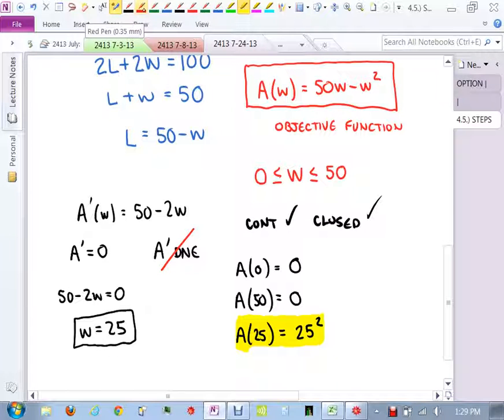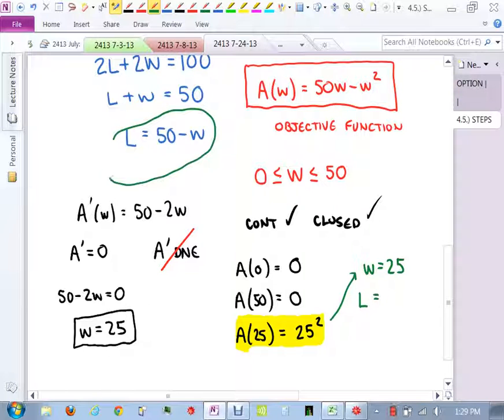So they asked for the maximum area, right? But in a problem on a test, I might not ask you, what's the maximum area? I might ask you, what are the dimensions of the pen that give you the maximum area? So you would have to, from this, you know that W was 25, right? Which means that L must be, and you would go back to the equation you have for L there, plug in 25, and in this particular case, L would be 25 also. Right? Okay.